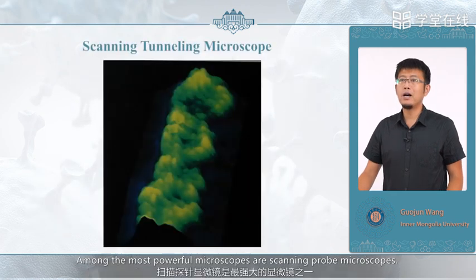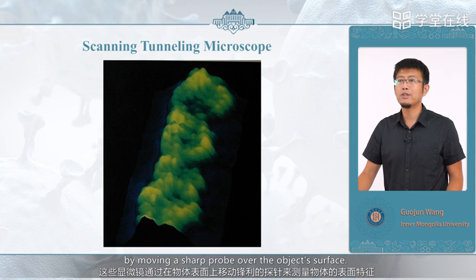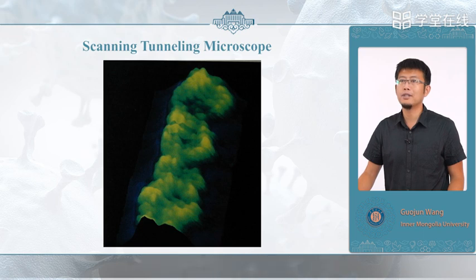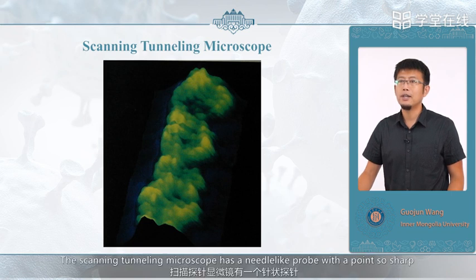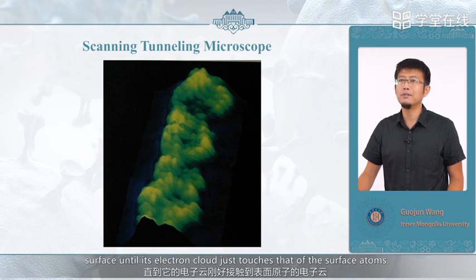Among the most powerful microscopes are scanning probe microscopes. These microscopes measure surface features of an object by moving a sharp probe over the object's surface. The scanning tunneling microscope was invented in 1980. It can achieve magnification of 100 million times, and it allows scientists to view atoms on the surface of a solid. The scanning tunneling microscope has a needle-like probe with a point so sharp that often there is only one atom at its tip. The probe is lowered toward the specimen surface until its electrons just touch those of the surface atoms.